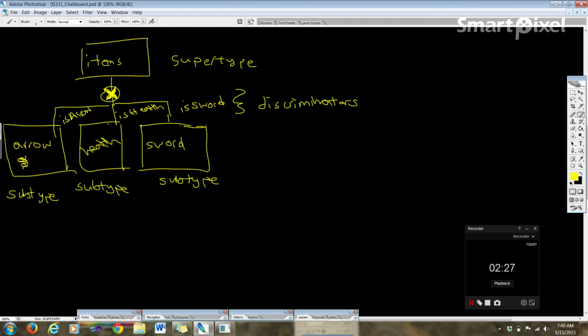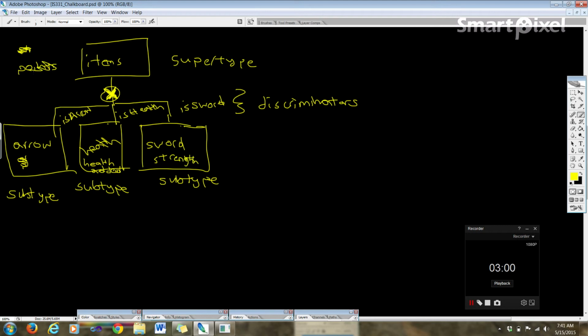Now, an inclusive subtype is where it can be two of these or more, right? But I put an X here because it's exclusive, meaning if you have a sword, it can't be a health pickup, right? And inheritance means that this item might have strength, or this item could have points, right? But then a health item would have health added. This is a really bad example that said points up here, but this would have strength. So these are specific, right?